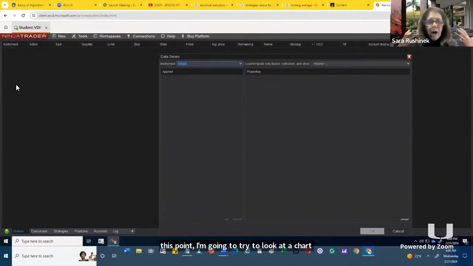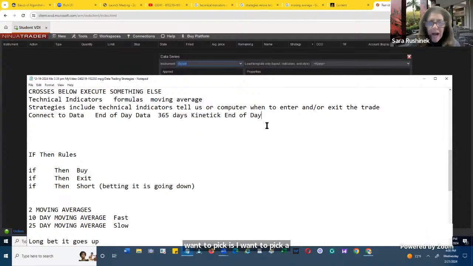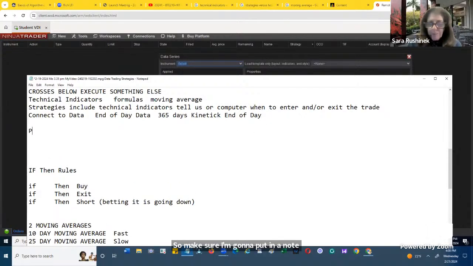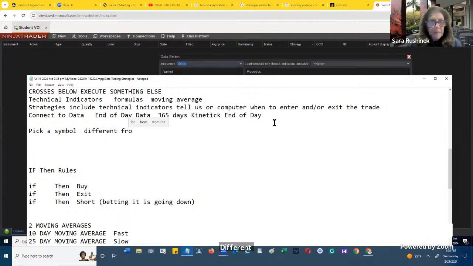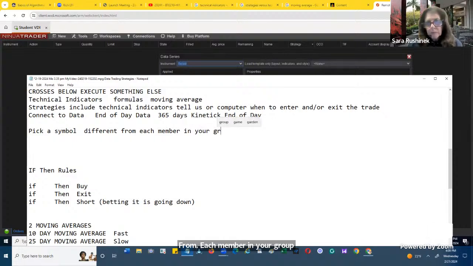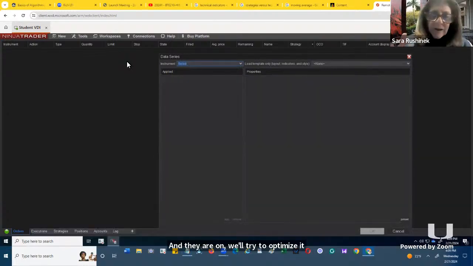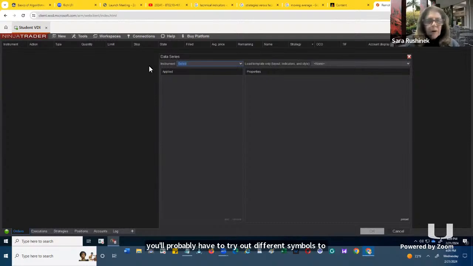Now, when I want to look at a chart, I want to pick a symbol. So I'm going to put in a note here for your exercise. You should pick a symbol different from each member in your group. And later on, we'll try to optimize it. So later on, you'll probably have to try out different symbols to see, based on what we're going to do.